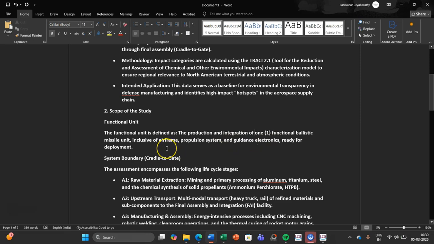You should understand, because I do not belong to any machine, mechanical or aerospace background. It's completely new for me. But still, I am able to understand what they are talking about.